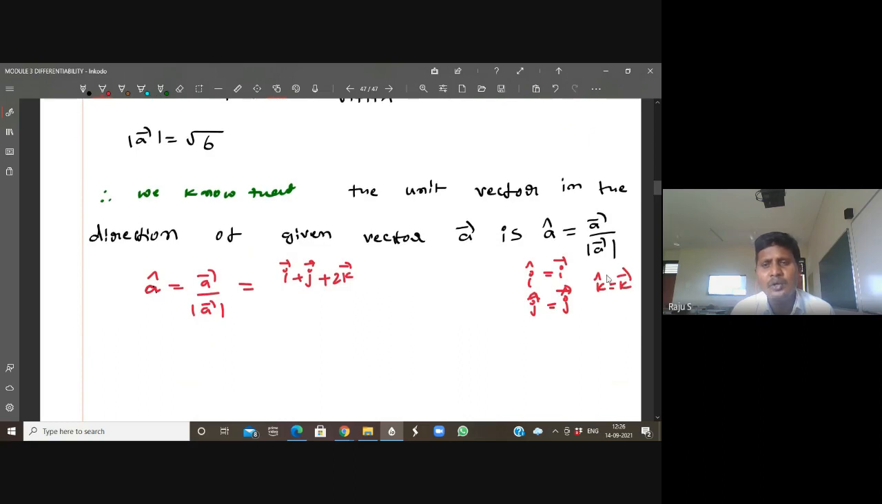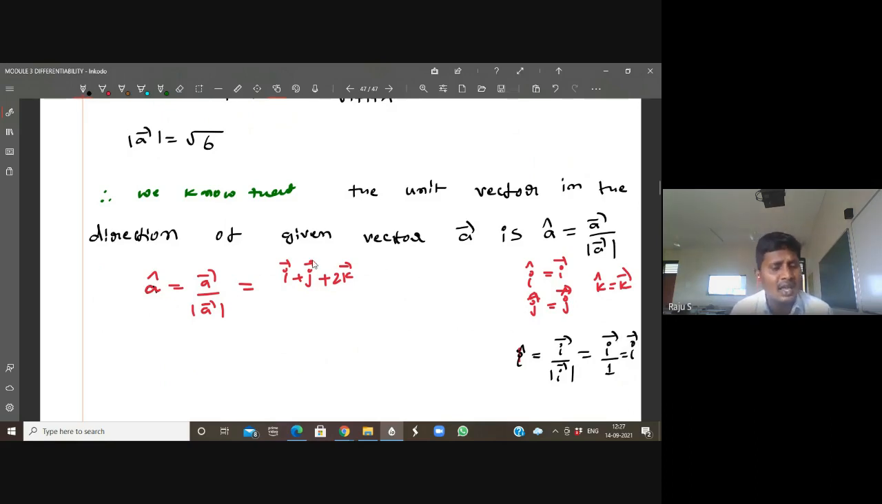Okay, the unit vector of the i vector should be the same. For example, i cap. What is i cap? As per the formula, i cap is equal to i vector divided by its magnitude. What is the magnitude of vector i? The magnitude is always 1, so we get i. So i cap is always the i vector, j cap is always the j vector, and k cap is always the k vector.